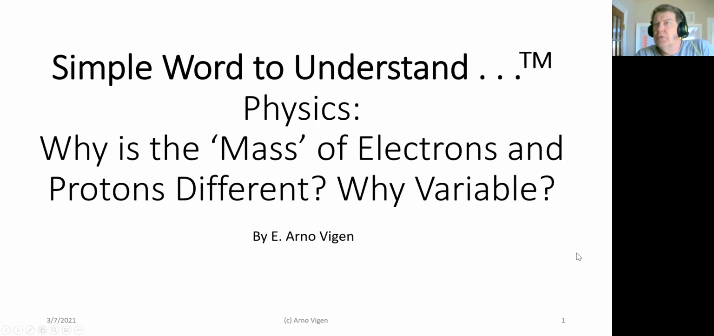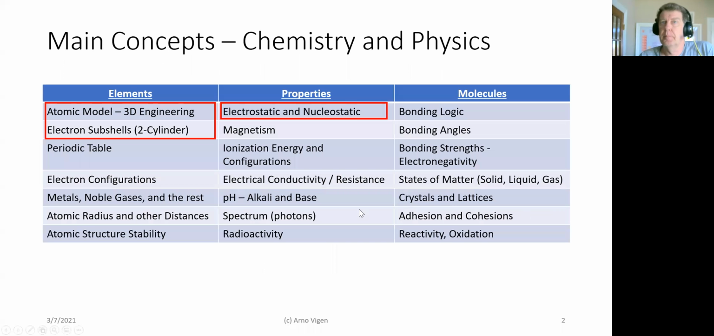Why is the mass of electrons and protons different? In fact, why is mass variable? Now, in this area, we're going to talk about some main concepts. And concepts in physics and chemistry build upon each other. So you have to understand multiple things. And I know this is complex, but that's what you have to do.